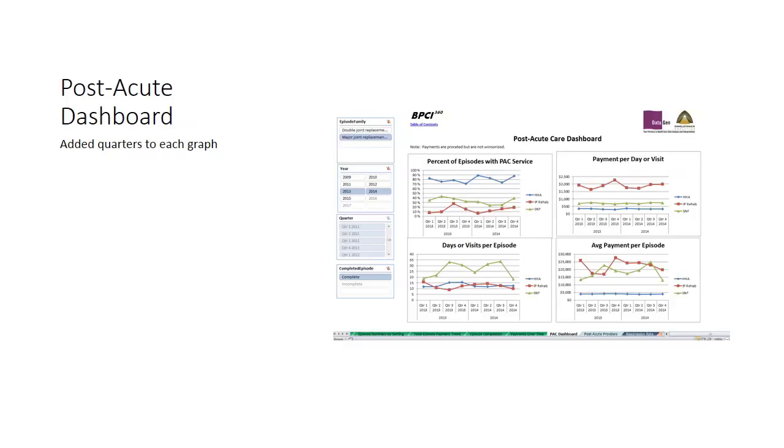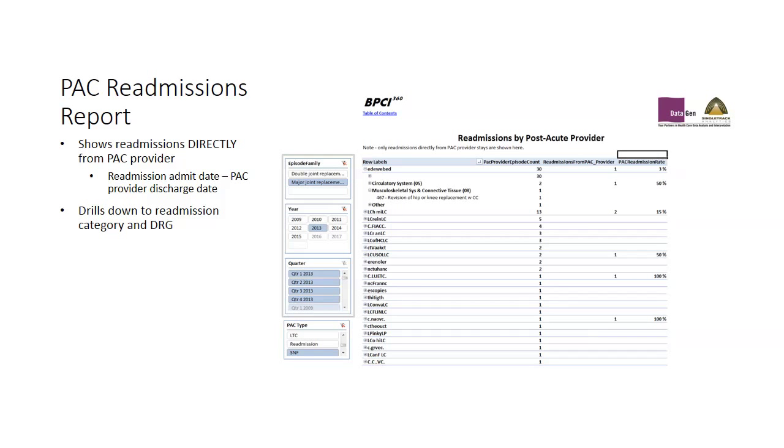The post-acute dashboard was in the previous model. However, we changed the horizontal axis to add quarters to it. Previously, it just showed years. Adding quarters makes it a little bit more granular, and it's a little easier to see changes that happen over shorter periods of time. The post-acute readmissions report is new.